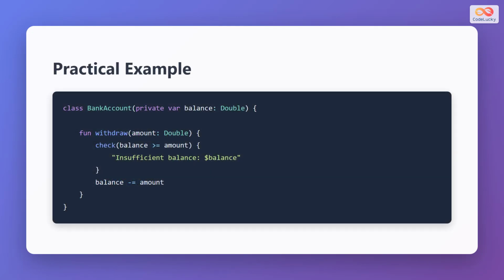Here's a practical example with a bank account class. The class has a private balance property and a withdraw method. Inside withdraw, you use check to ensure the balance is greater than or equal to the withdrawal amount. If someone tries to withdraw more money than available, check throws an exception with a descriptive message showing the current balance. This prevents the account from entering an invalid state with a negative balance. Only when sufficient funds exist does the withdrawal proceed, by subtracting the amount from the balance.